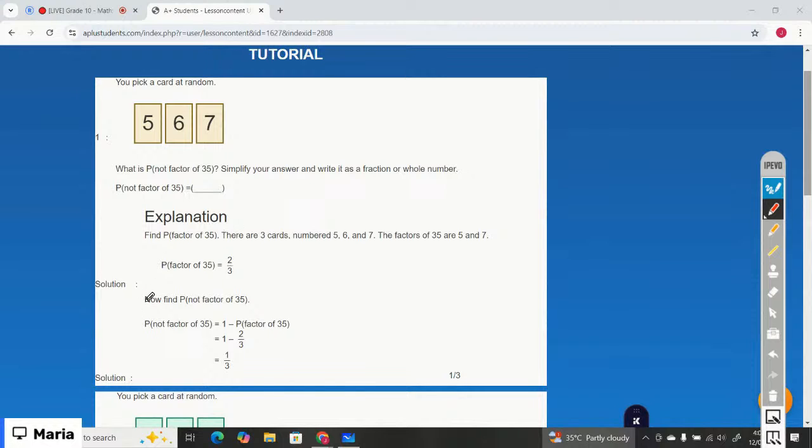That is 2 by 3. You need to calculate the probability of not a factor of 35, so you need to subtract it from 1. 1 minus the probability of a factor of 35, right? So 1 minus 2 by 3 is 1 over 3. That means the probability of not a factor of 35 is 1 by 3.